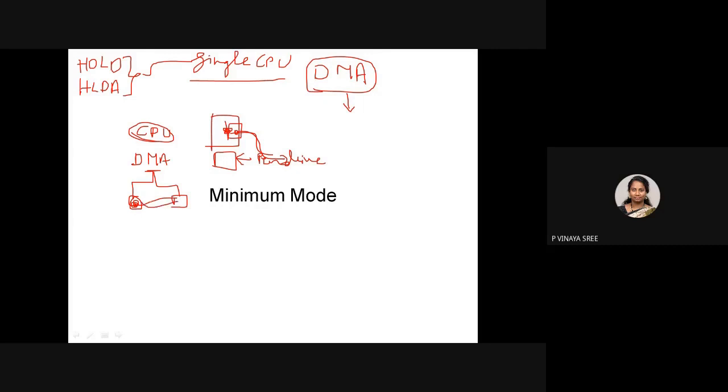Okay, direct memory access is like transferring the data from your system to a pen drive, or from a pen drive to the memory, without the involvement of the processor. That is DMA, direct memory access. For that, what DMA has to get is the bus.